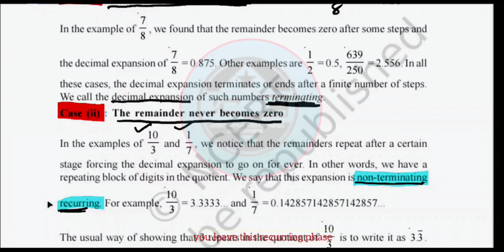So, you leave this recurring phase, right? Recurring is usually for non-terminating decimal expansions, right? For example, 10/3, 1/7, right? And one more thing is there, we are going to discuss now.